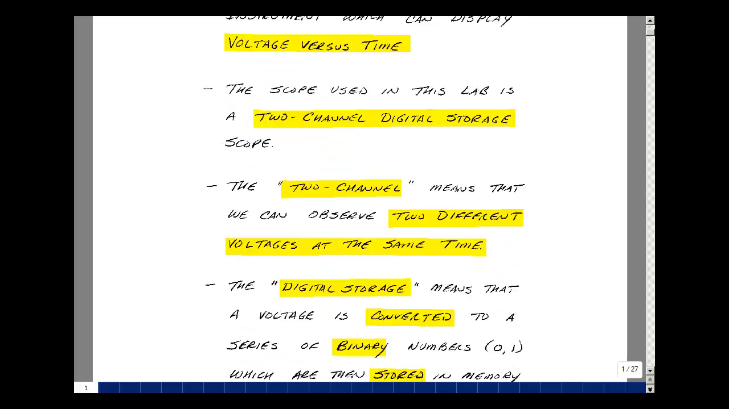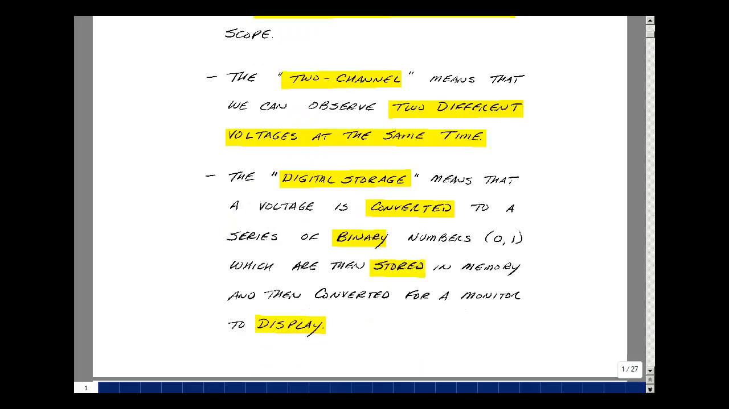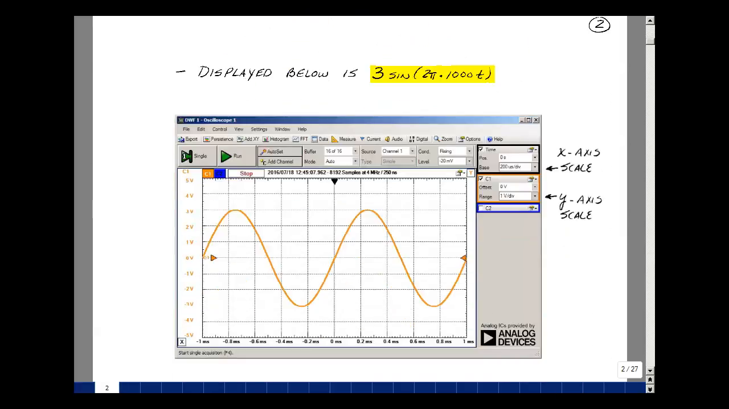The 2-channel means that we can observe 2 different voltages at the same time. And digital storage means that a voltage is converted to a binary number, it's stored, and then it's converted so it can display it on our PC monitor. Suppose we display on our oscilloscope 3 times the sine of 2 pi 1000t. Here's what the picture would look like on our oscilloscope.